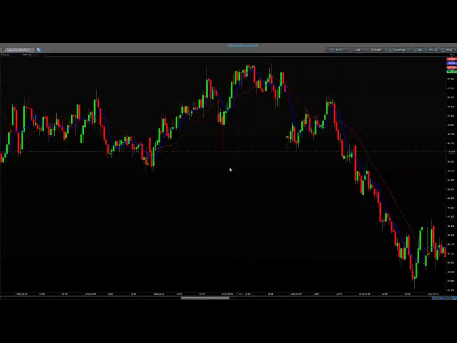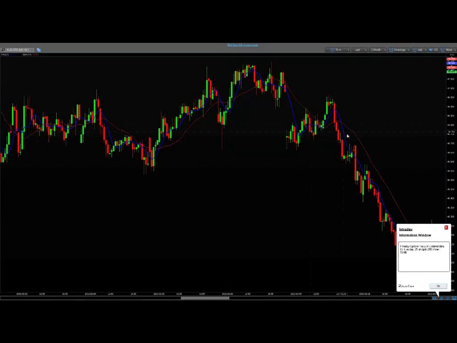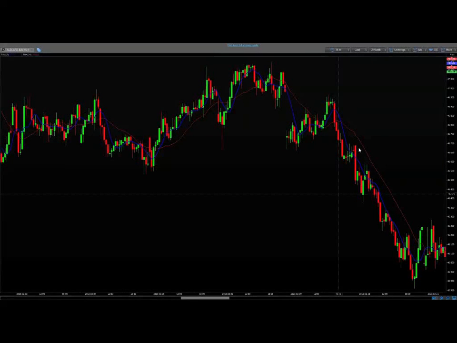Now, one of the important things to note here is it breaks support. So crossover comes through, you take the trade, it closes above the 7 over here, doesn't hit the 21, and we'd have to just keep a separate record of the 21 as a stop loss.